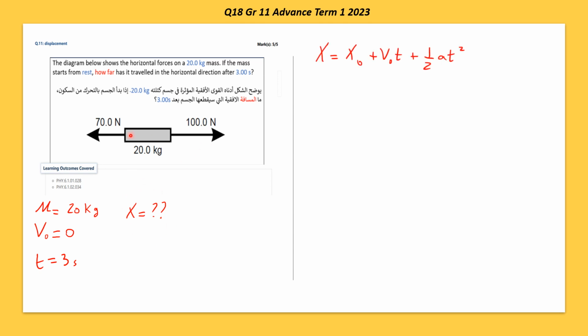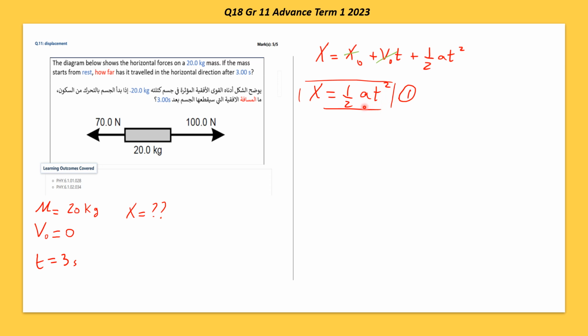Here the motion is regarding the x-axis, so we replace the y from the previous question by x. So x is equal to x0 plus v0t plus half at squared. Here x0 is equal to 0 because it starts from rest, and v0 also is equal to 0 for the same reason. So in this equation, x equals half at squared.